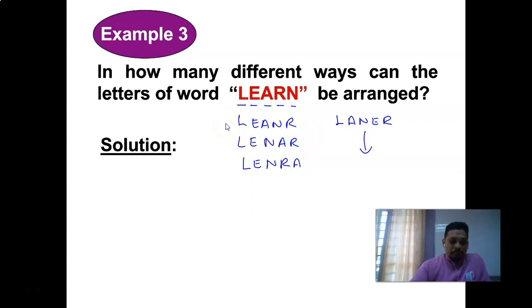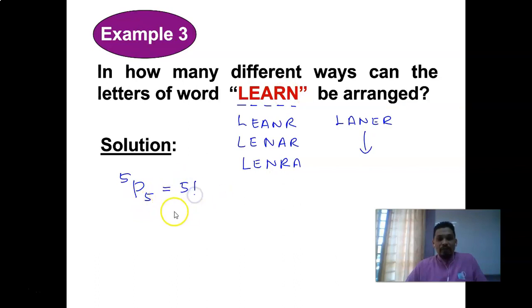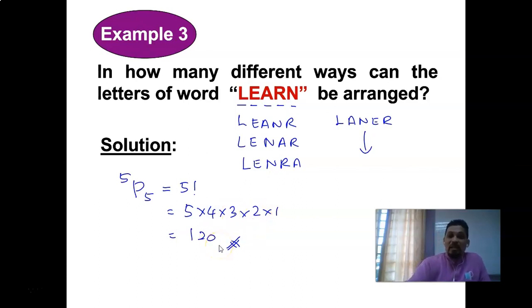So just imagine that it is 5P5. Out of the 5 letters of L-E-A-R-N, we choose all 5 of them and arrange them, so it is 5 factorial. It is 5 times 4 times 3 times 2 times 1, equal to 120. 5 times 4 equal to 20, 20 times 3 equal to 60, 60 times 2 equal to 120. So there are 120 ways of arranging all the letters of LEARN. And look at this, all the letters appear once only.